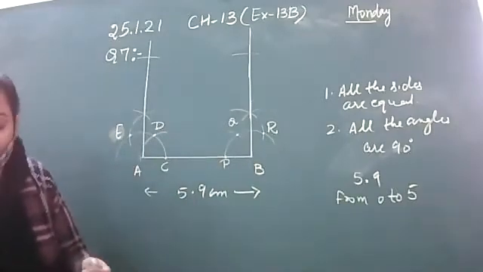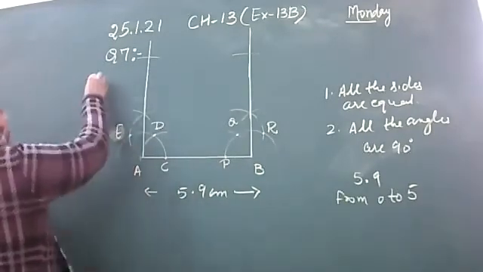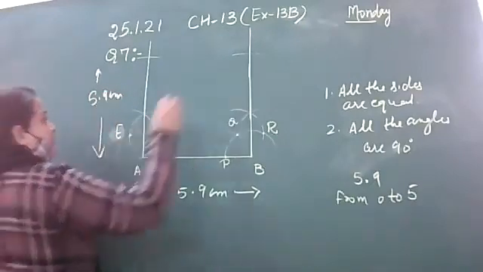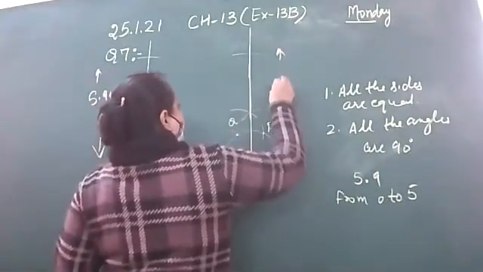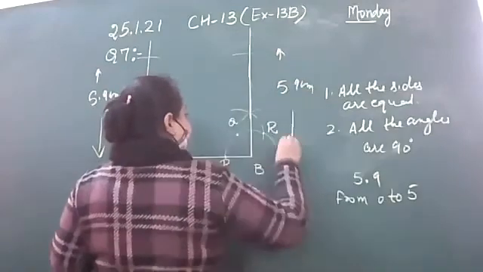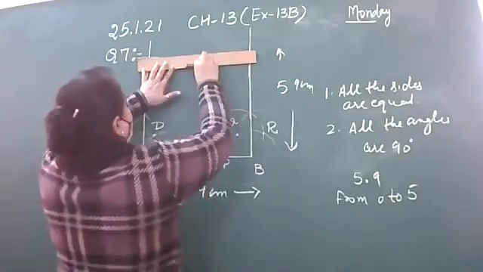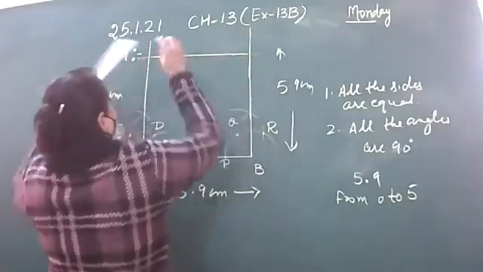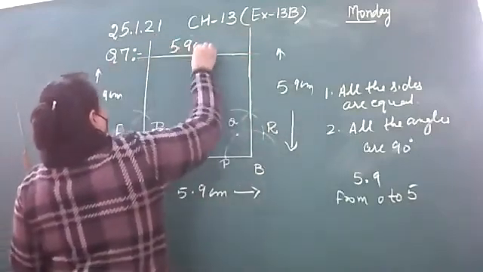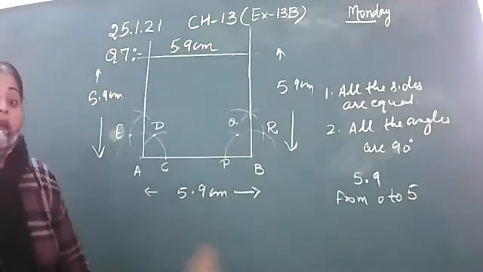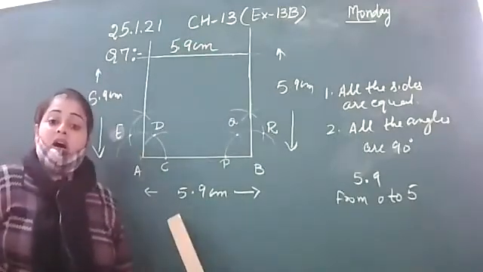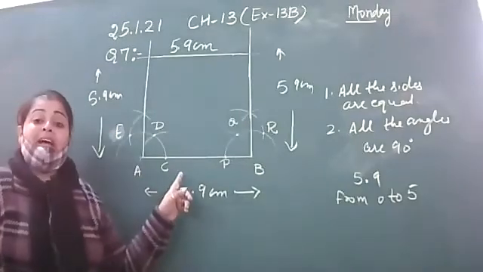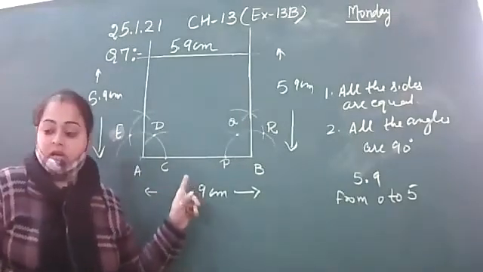Fine. Now join. Here, this is 5.9 centimeter. This is also 5.9 centimeter and join. And this is also 5.9 centimeter. Like this, we will construct a square. Fine. So we will construct a square by applying the properties of a square.